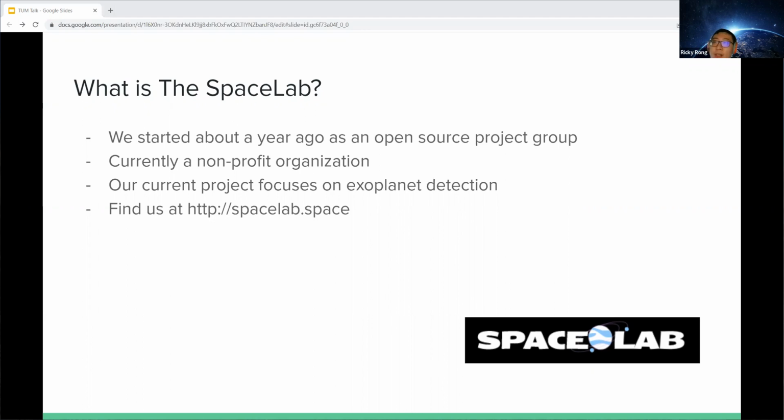The status right now is that it's a nonprofit organization, and currently we're working on this exoplanet detection project. It's kind of a side project, so we come as we go. The year might not be as much work as you think it is, but there's also pretty heavy research in this field. So anything that we haven't worked on, there's been extensive research on as well, and I'll cover that in the presentation.